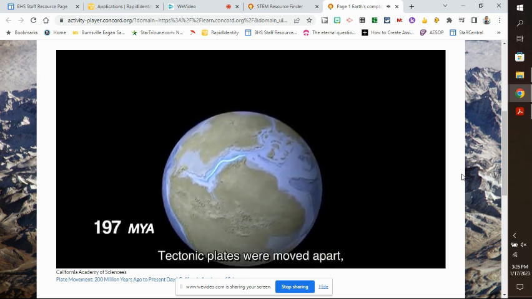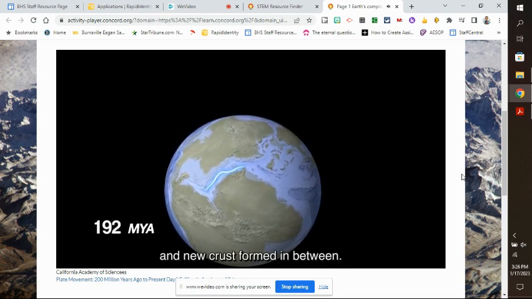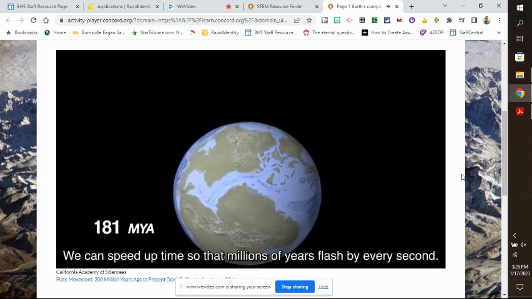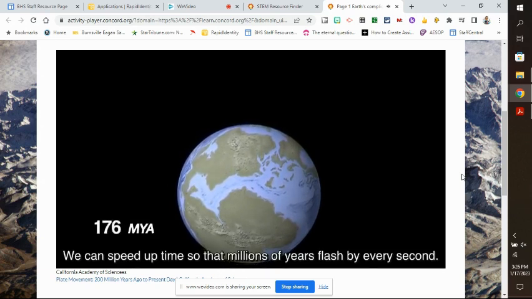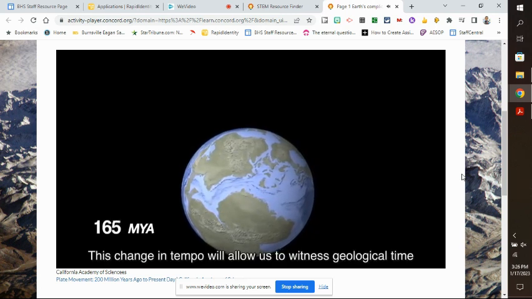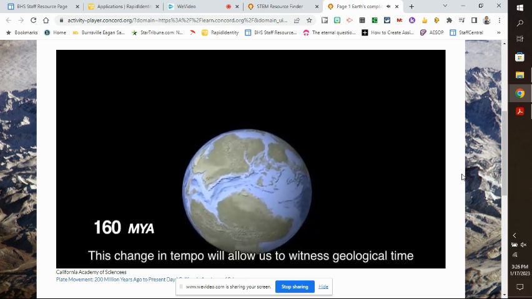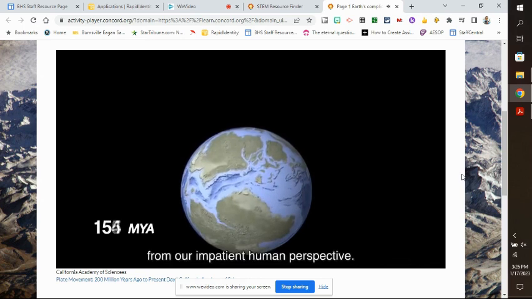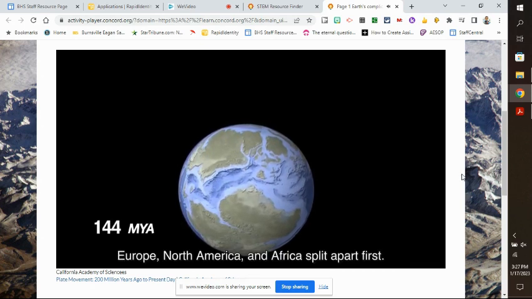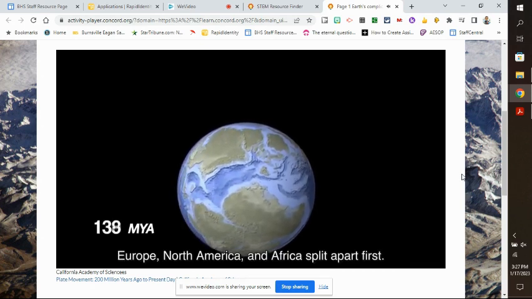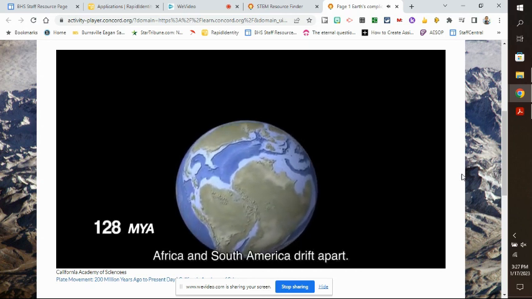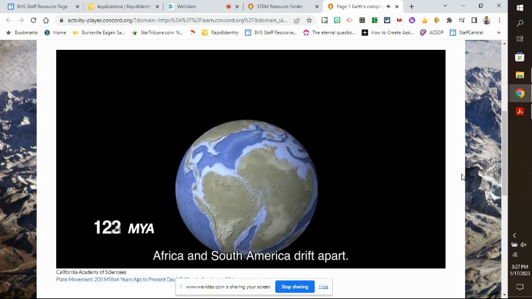Beginning in the north, tectonic plates were moved apart, and new crust formed in between. We can speed up time so that millions of years flash by every second. And this change in tempo will allow us to witness geologic time from our impatient human perspective. Europe, North America, and Africa split apart first. And as the southern Atlantic opens up, Africa and South America drift apart.